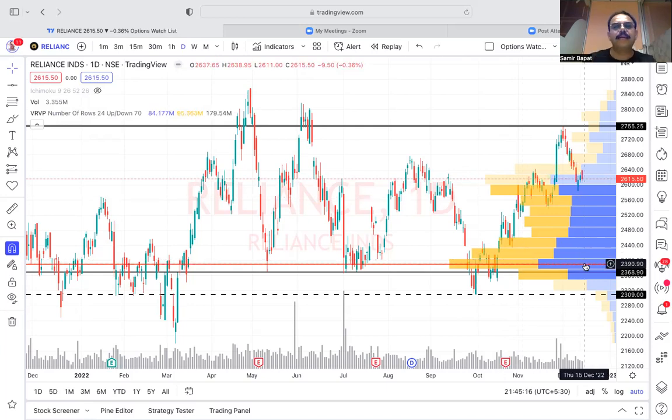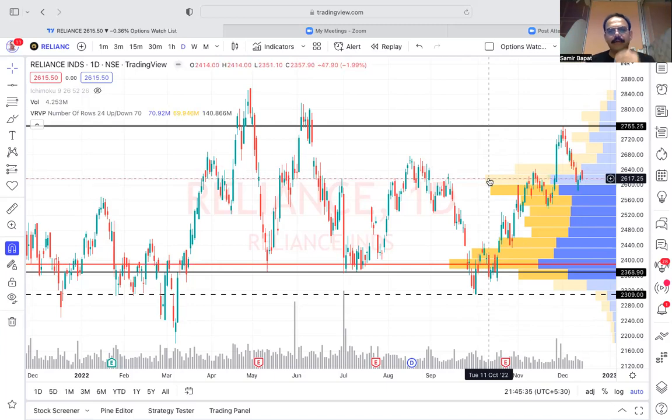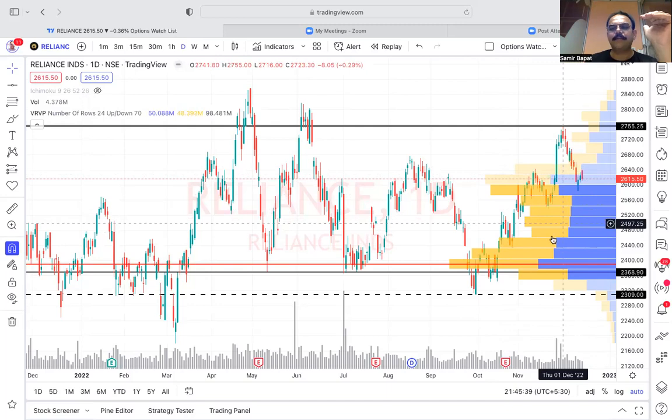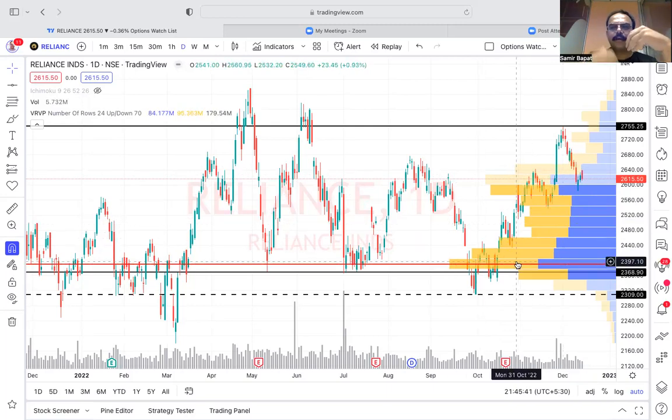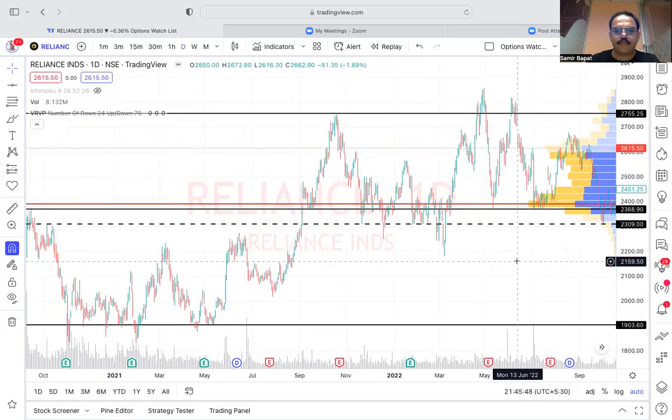Whenever you are buying any share, you should have some money allocated in 2 to 3 parts. Make it a part. Let's say if you want to invest 1 lakh in Reliance, then make it 30,000, 30,000, 30,000 or something like that, or 20,000, 20,000. Buy at this profile where the volume is higher. If it goes down, don't buy in between. Wait for the price to come here where other buyers will also jump in.